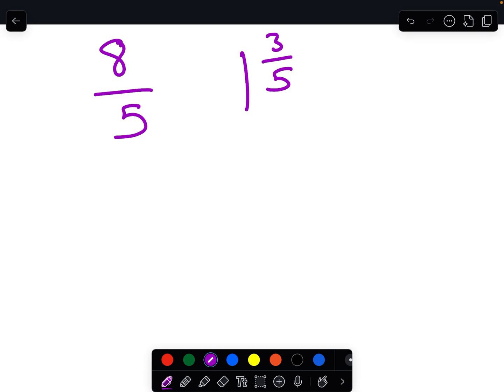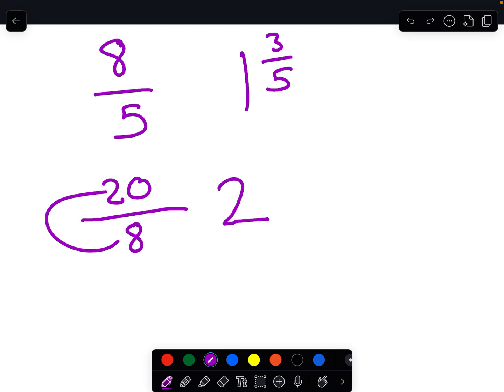What if I have 20/8? Again, I know 8 times 1 is 8, 8 times 2 is 16. 8 times 3 is 24. That's too high. So I know that 8 can go into 20 fully 2 times. And then I'm going to have 4 left over. And so my answer is 2 4/8, which is the same as 2.5.